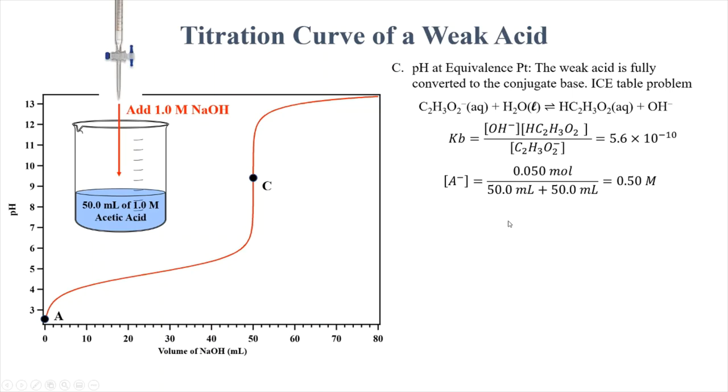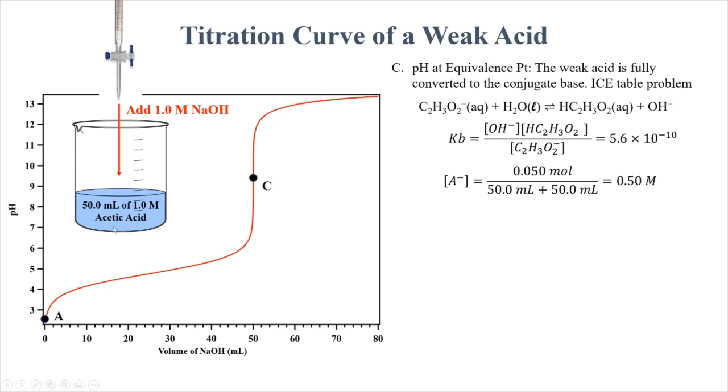So now here's a challenging part of this calculation. We have the setup, but in this case, to set up our ice table, we need to have the concentration of A minus. So we know the number of moles from our limiting reagent table. We calculated that this is going to be 0.050 moles, but we have to get the volume in this case because we need to know an actual concentration to set up the ice table. Unlike Henderson-Hasselbalch, we have to actually calculate the concentration.